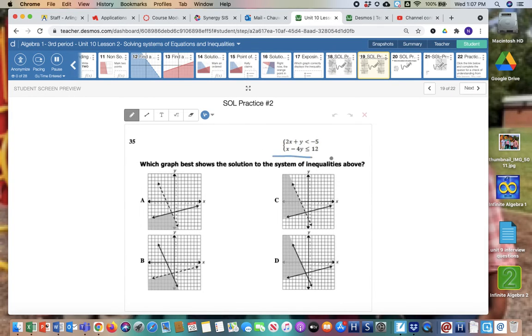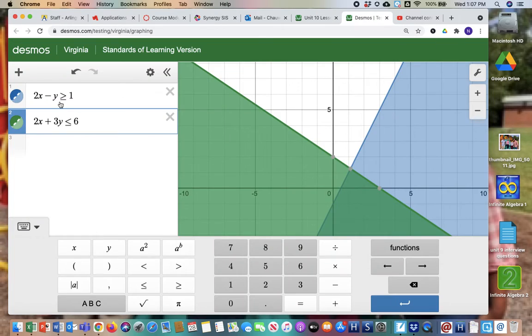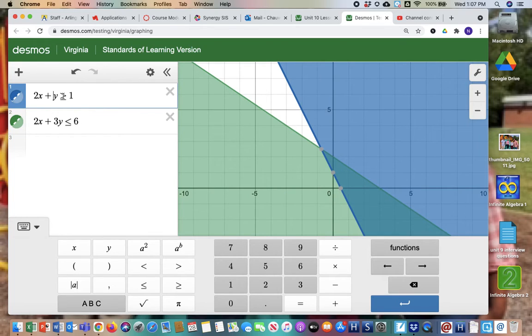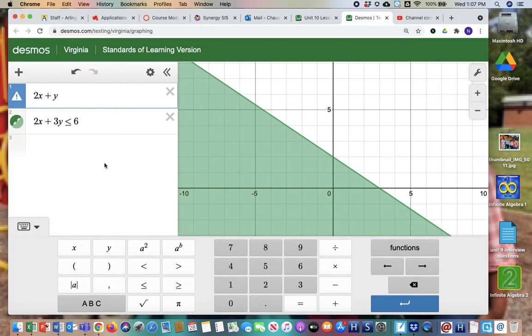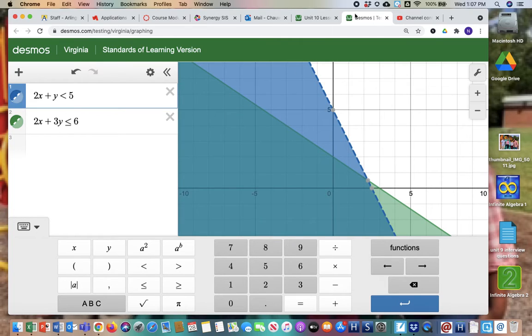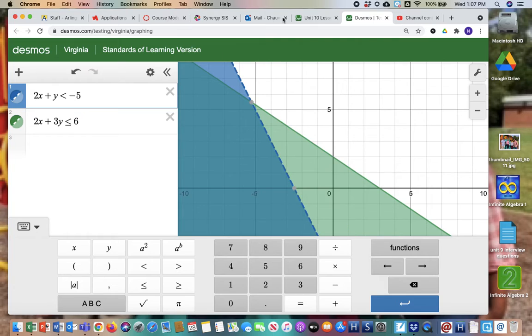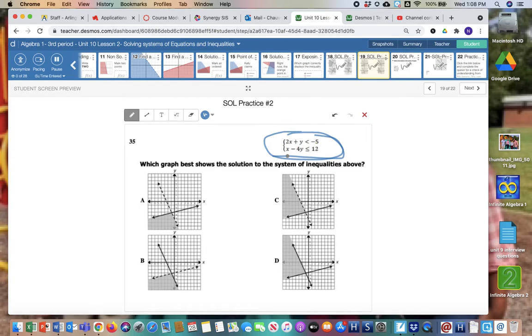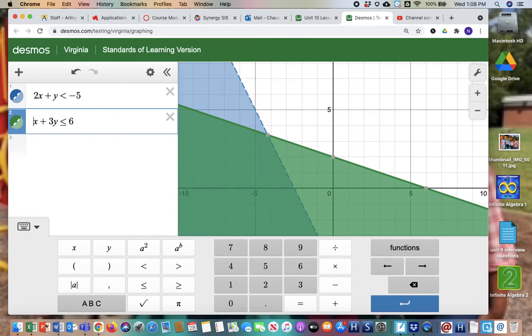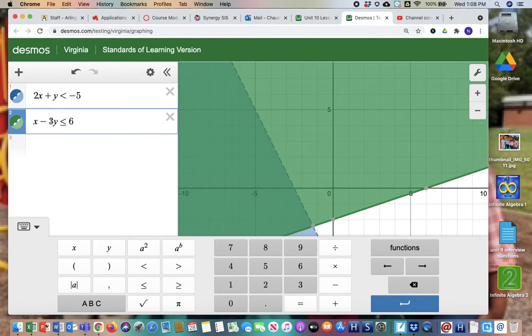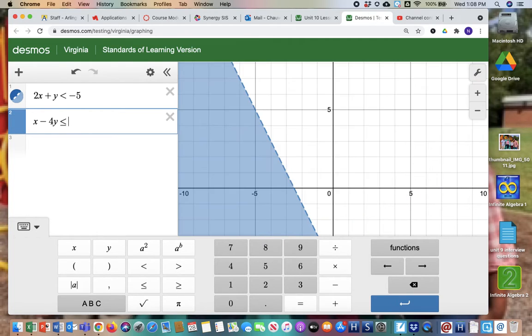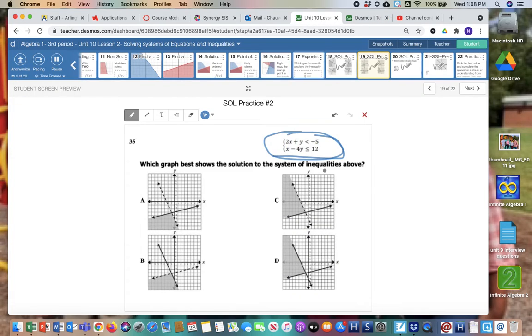So it's the same stuff here, right? Isn't this just another version of the same problem? 2x plus y is less than -5. Oops, -5. Do make sure you're really careful with that type of stuff. It's easy to get a wrong sign and then we mess it up. x minus 4y is less than or equal to 12. And I do like to just double check. Okay, I got it right.